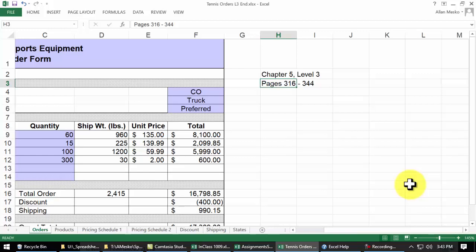Let's get an overview of how these formulas work in a real live setting. We've been looking at the VLOOKUP, the INDEX, the MATCH, the CHOOSE, the IFERROR, the IS functions. And now let's go through what they did in the book in Chapter 5, Level 3, pages 316 to 344.